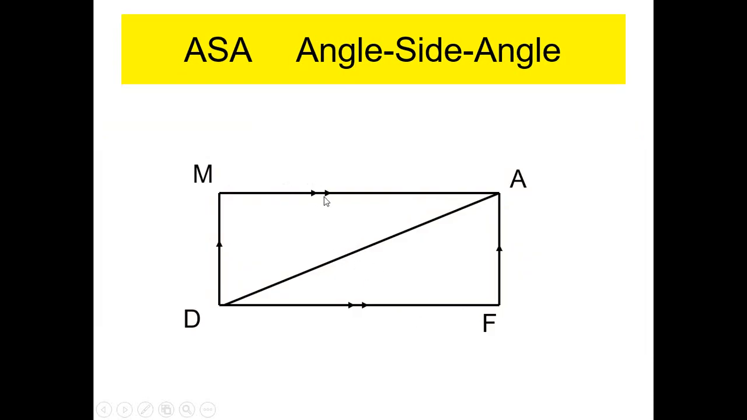I bet you don't remember what arrows stand for. Arrows stand for lines being parallel. Okay, so this line is parallel to this one. This one's parallel to this one. So this could be a parallelogram or a rectangle. Okay, and then since it has parallel lines, isn't this like a transversal?